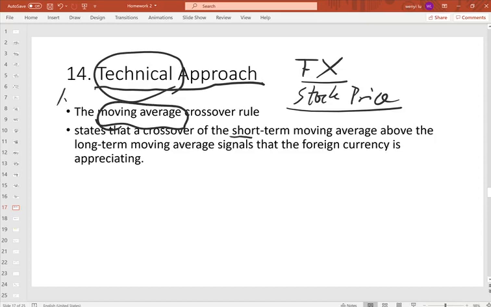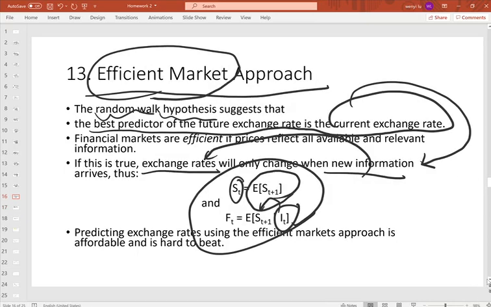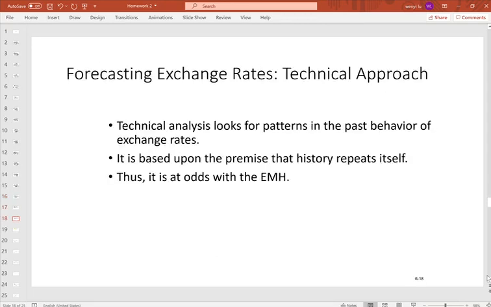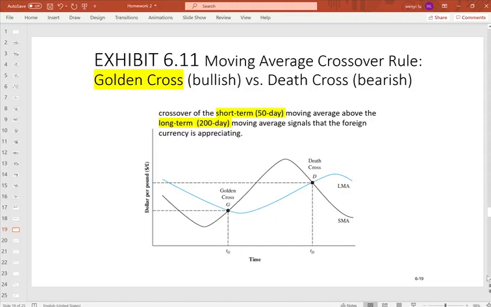One is the short-term moving average. The other one is the long-term moving average. Let's see the detail. If you only read this sentence, it cannot help you capture what it means. For example, there are two moving averages: a short-term moving average, and a long-term moving average. The short-term one is for 50 days. The long-term one is for 200 days.